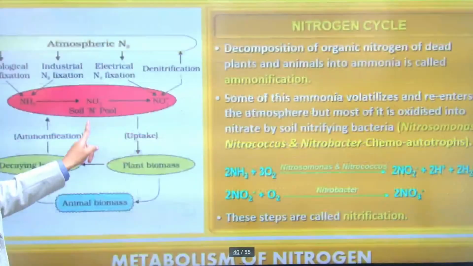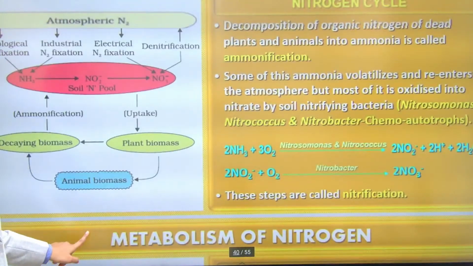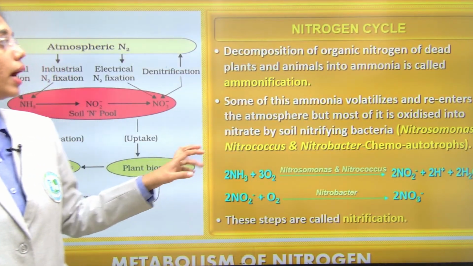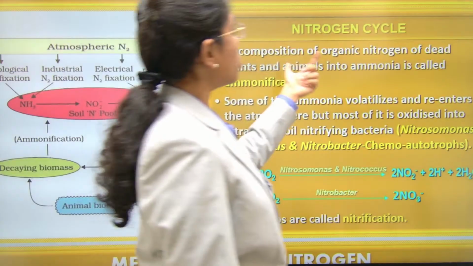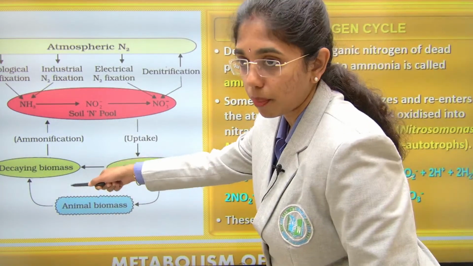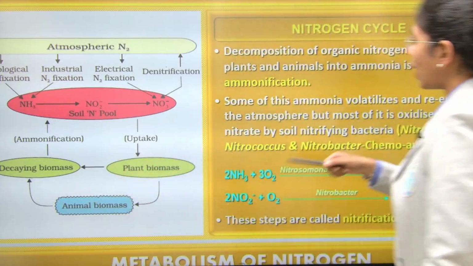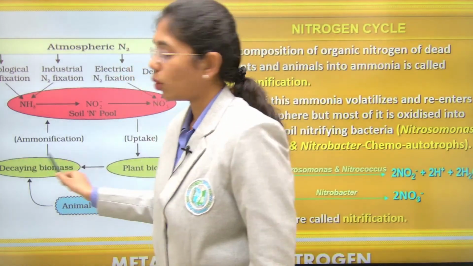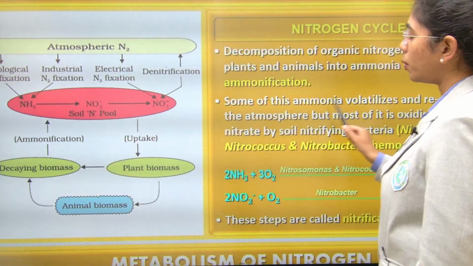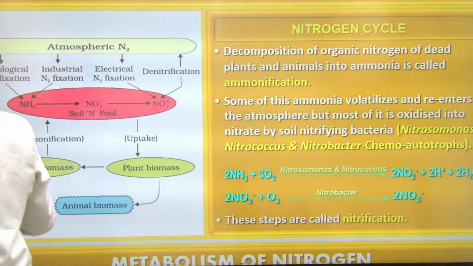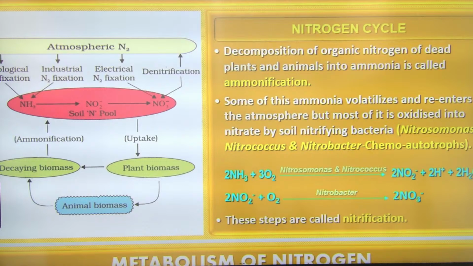The second process is ammonification. The fixed nitrogen is converted, that is, decomposition of organic nitrogen of dead plants, the decaying biomass of dead and decaying plants and animals. This will be converted to what? Ammonia. Nitrogen converting to ammonia is known as ammonification. So the very first step is what? Nitrogen fixation. From this image you see.